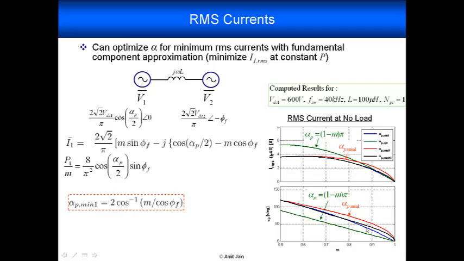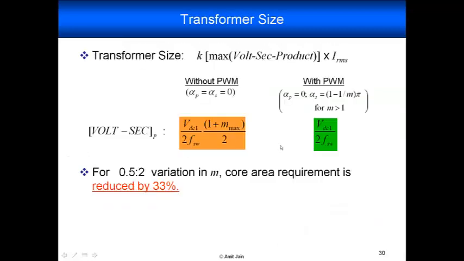So you can see that there are different ways we could choose alpha p, and if you just go with the volt second equalization across the transformer, then we may not get the absolute minimum value for IRMS, but it does reduce the RMS current quite a bit compared to the case without any PWM control. The PWM control also helps in reducing the transformer size.